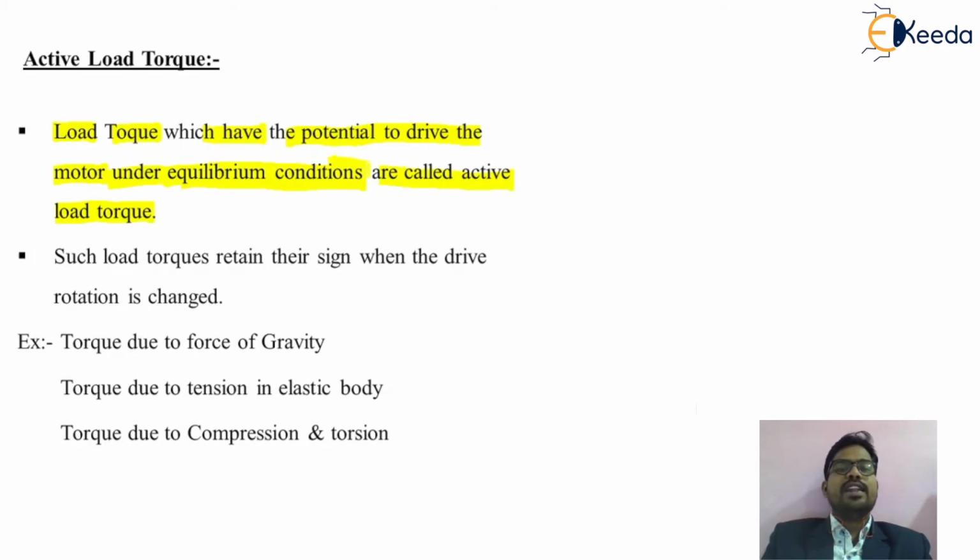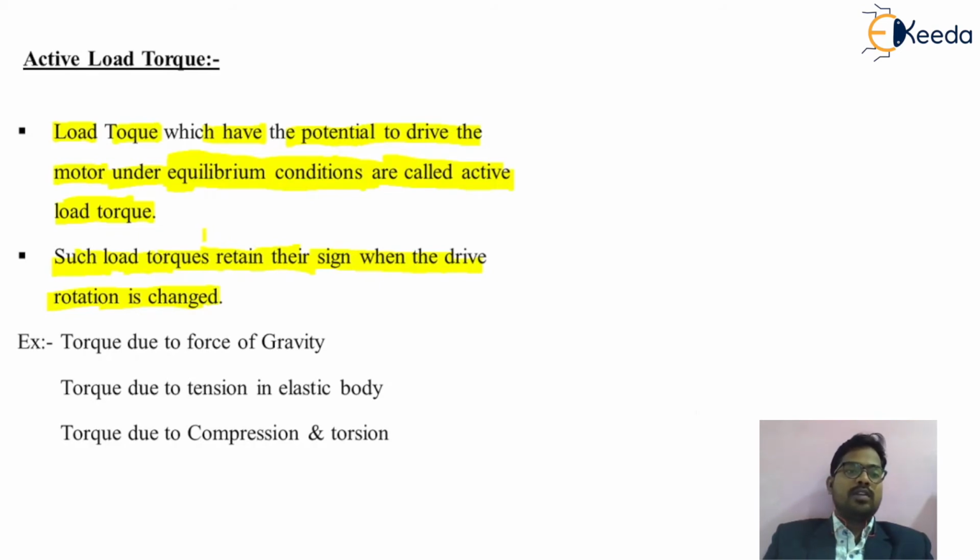Suppose we are starting a motor from the starting end condition, then such kind of load torque is called the active load torque. Such load torques retain their sign when the drive rotation is changed. Obviously, active load torques retain their sign when the drive rotation is changed, meaning the speed of your drive is changed, and it retains its sign.